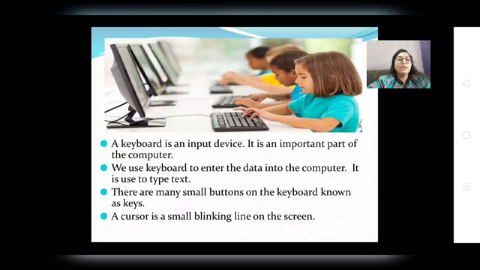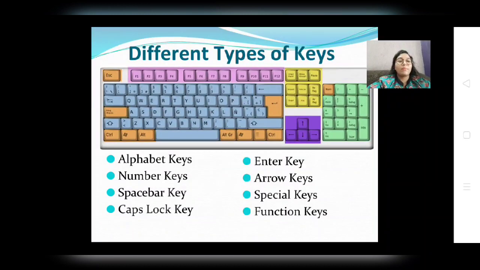As you all know, there are many keys on the keyboard, and on the standard keyboard you have 104 keys. The number will depend on the company of the keyboard you are using. So we are going to learn the different types of keys. The keyboard is divided into different types of keys. They are alphabet keys, number keys, spacebar key, caps lock key, enter key, arrow keys, special keys, function keys.